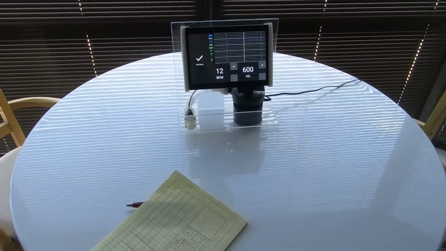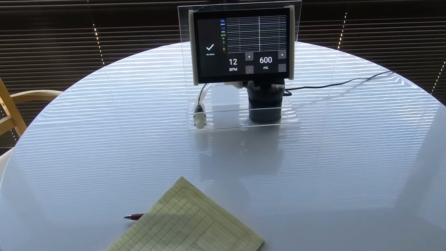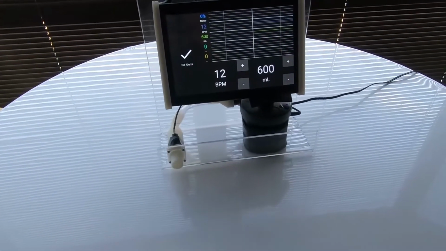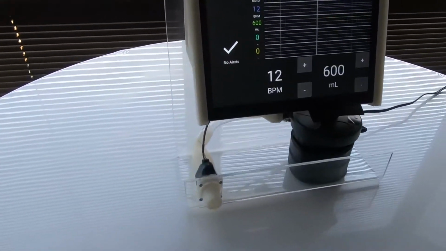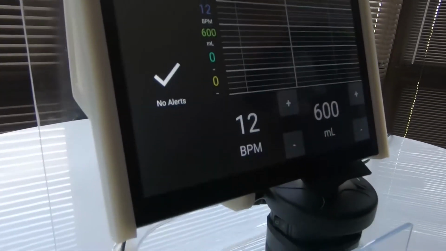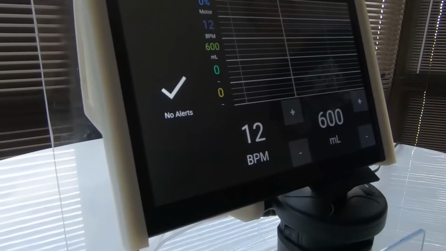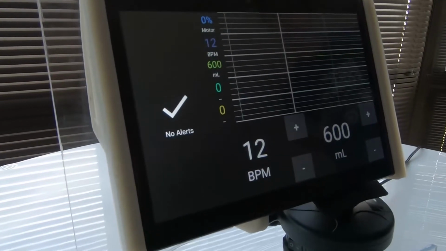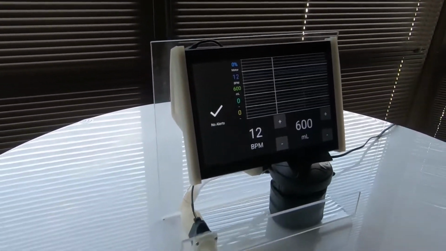Here we have the user interface for the EzLung. On the left side, we have the alerts, which we have none of right now. On the top, we have graphs that illustrate all sorts of useful metrics. And on the bottom, we have our controls. Let's plug it in and see how it works.